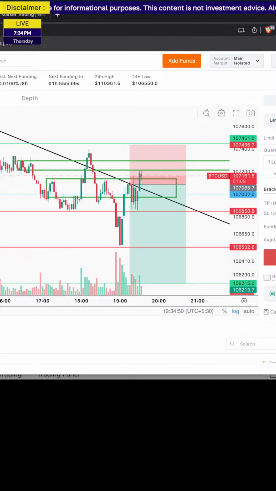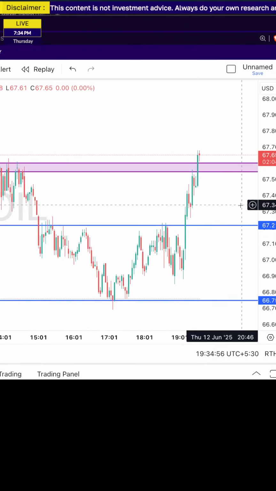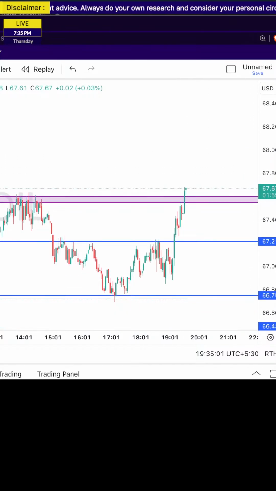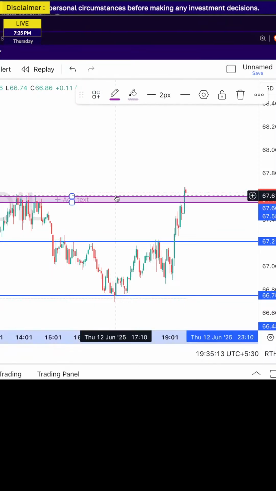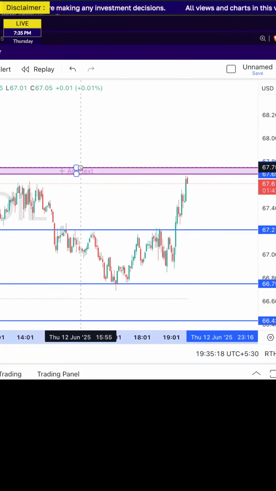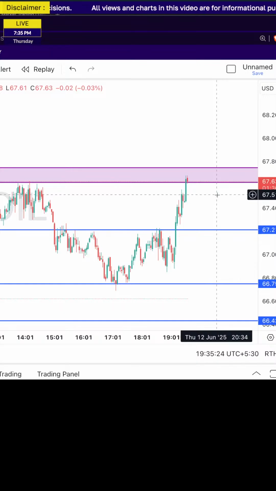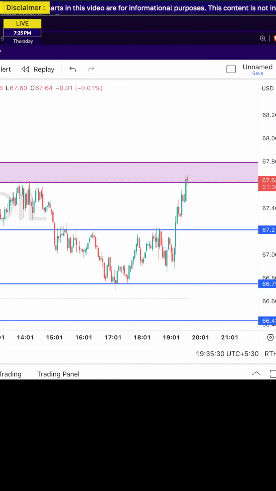Oil is kind of giving a breakout. Okay. See this resistance zone, it has given a breakout. It has to sustain. Please wait and see if it sustains that upper level. 67.775. See if first the market sustains this level. If oil sustains this level, then you guys see.